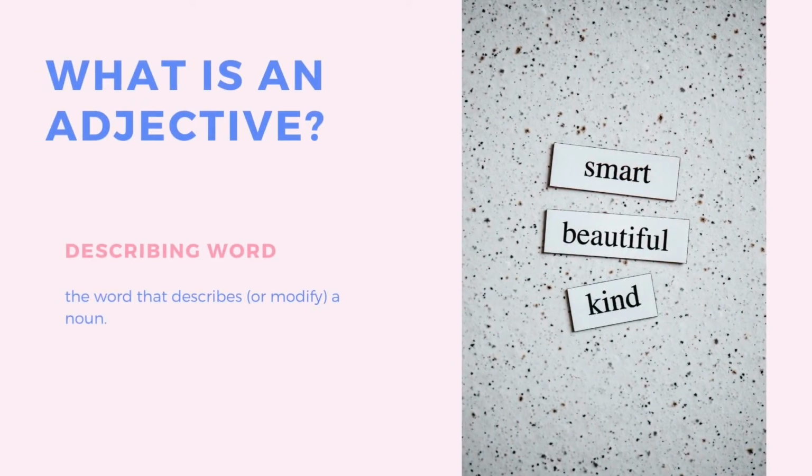So, what is an adjective? Well, in its most basic form, it is the word that describes or modifies a noun or a pronoun. It can be used to describe, modify, or qualify a noun, essentially giving more information about the object, person, place, thing, or idea in question. In its most basic form, it is a single word.